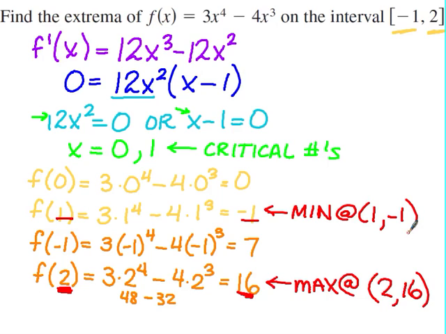Now, what the extreme value theorem guaranteed is that if you have a closed interval, you're going to have both a max and a min. So that's why we answer both. Questions?